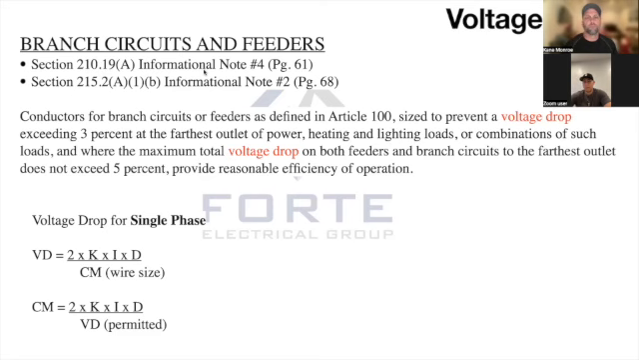So voltage drop. Conductors for branch circuits or feeders, as defined in Article 100, are sized to prevent a voltage drop exceeding 3% at the furthest outlet of power, heating, and lighting loads, and combinations of such loads, and where the maximum total voltage drop of both feeders and branch circuits to the furthest outlet does not exceed 5%, provided the reasonable efficiency of operation.